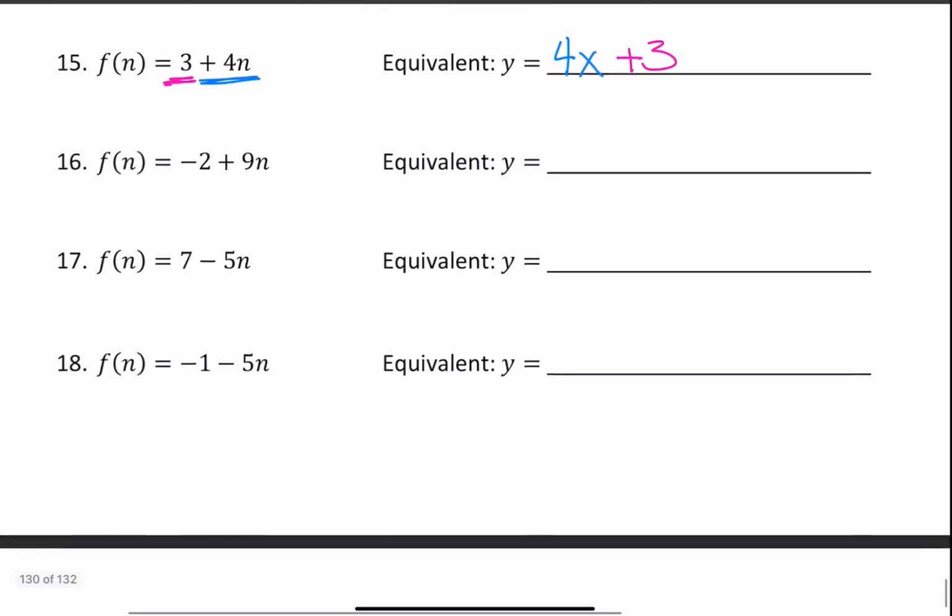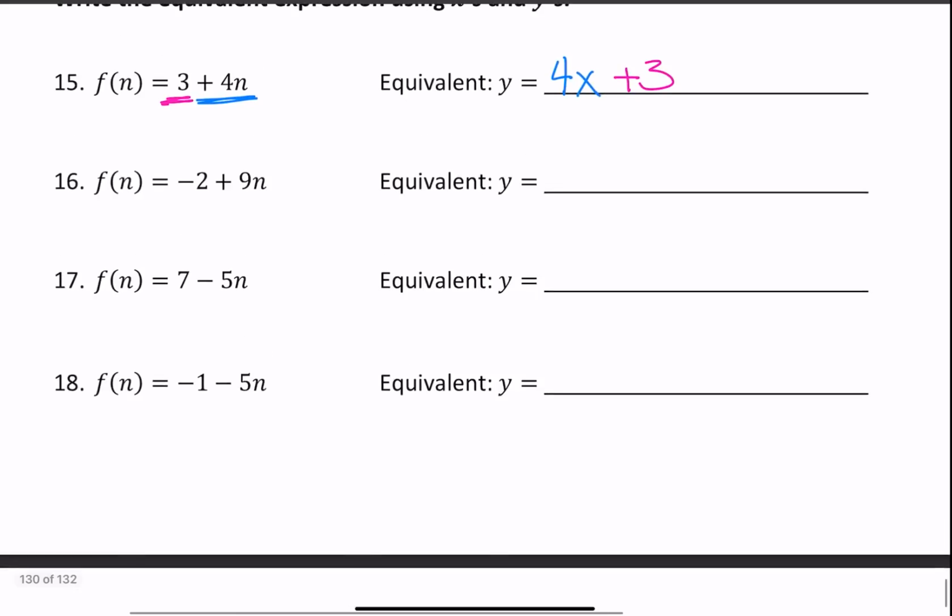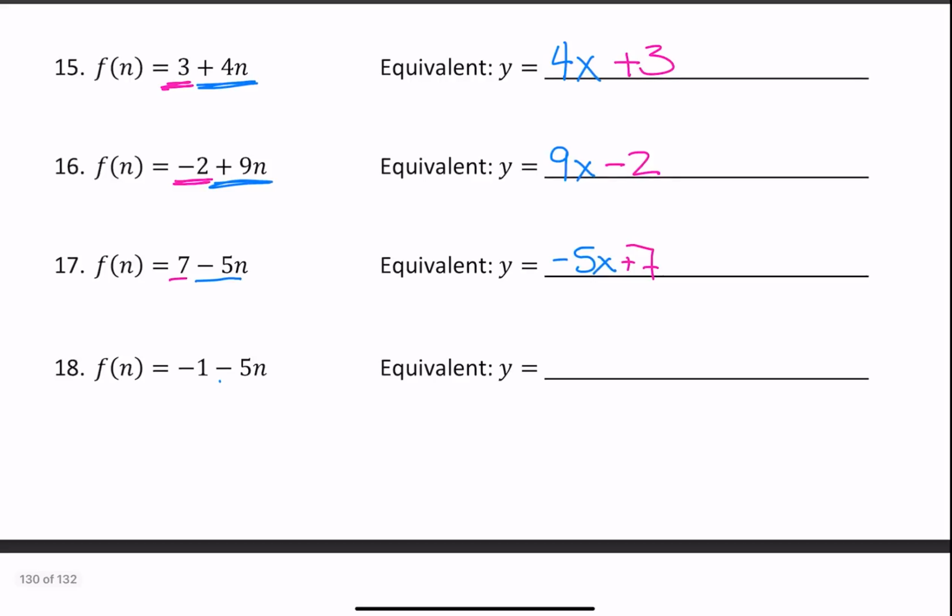So the next one, our 9n goes first, so it changes from 9n to 9x. It stayed positive. And then this -2 becomes -2. Same thing. Good. Next up, we have that -5n becomes a -5x. And then that 7 is positive, so I show that it's still positive. Next up, we have -5n, so we have -5x. And then -1 stays -1.